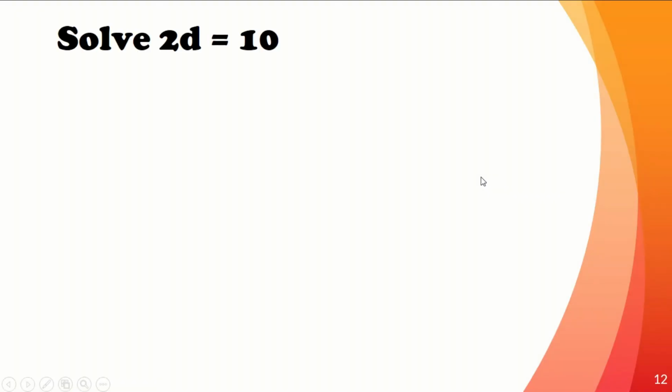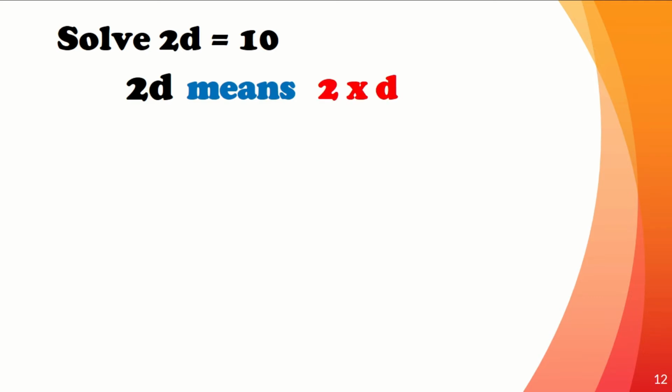Let's have another example. Solve 2d equals 10. 2d means 2 times d. So when you have a number and a letter side by side, it means multiplication. Kung dalawang letter ito, for example, 8d, it means 8 times d. Okay. So, we have this equation.